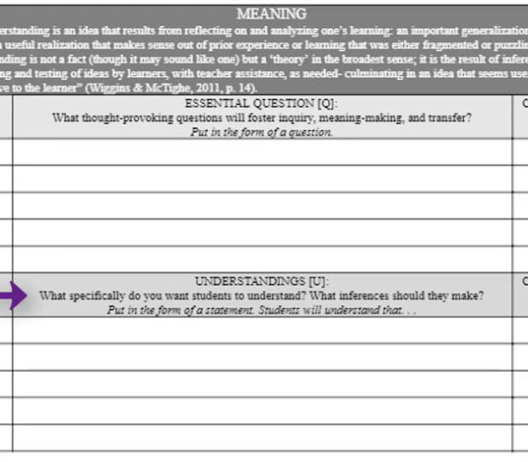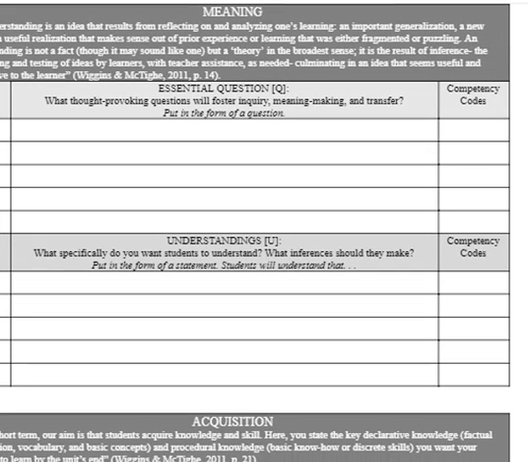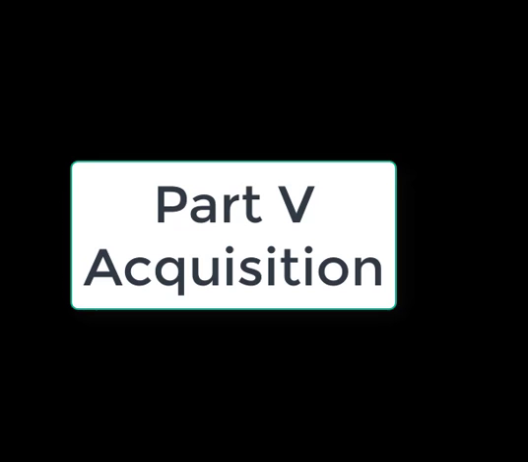Next is understandings. Understandings are conclusions or inferences you'd like the students to be able to make about the unit. And again, you're going to include the competency codes from the competency section off to the right.